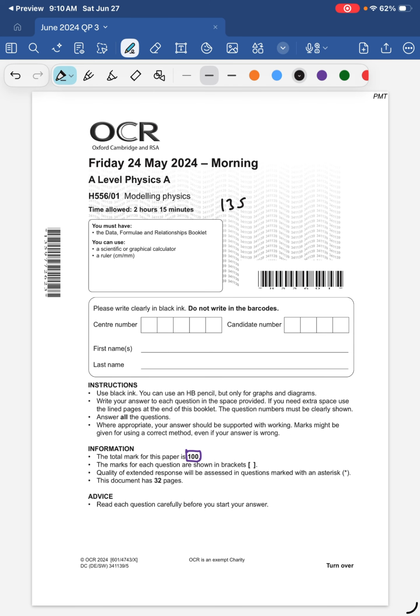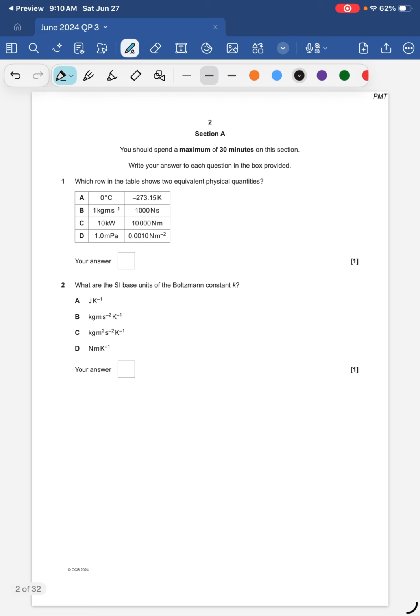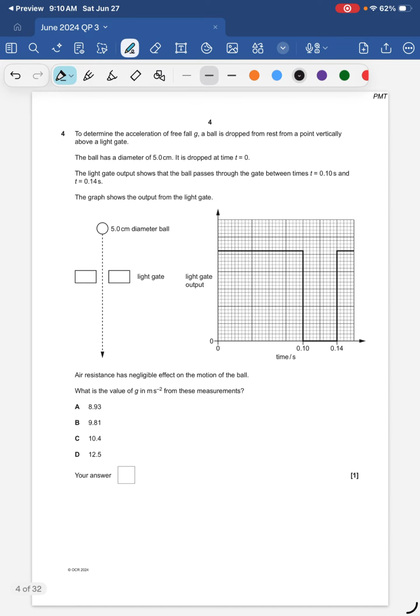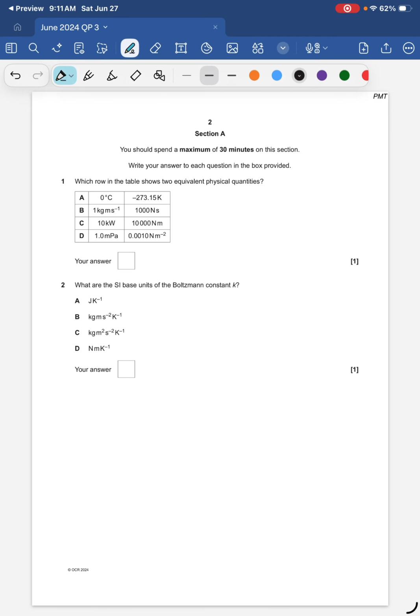So let's dive in. Section A is the multiple choice section. And it says, by the way, I didn't see this, it says you should spend a maximum of 30 minutes on this section. So you see you have, I think, 15 questions, so you should spend about 2 minutes per question, I guess. I don't know if they actually time this during the exam. So let me know in the comments. So let's start.